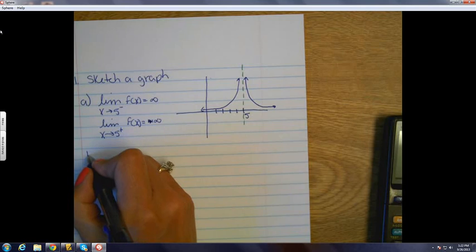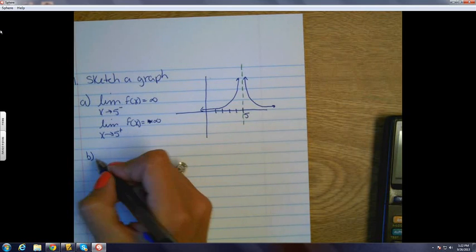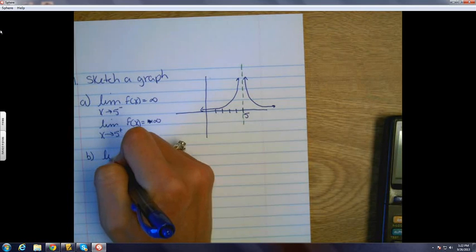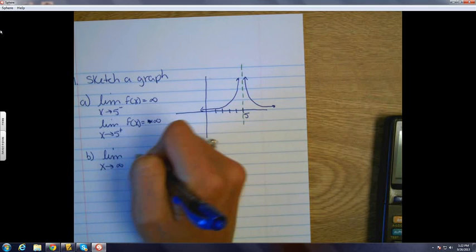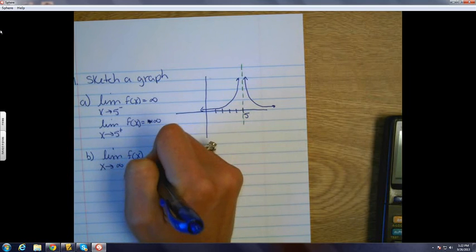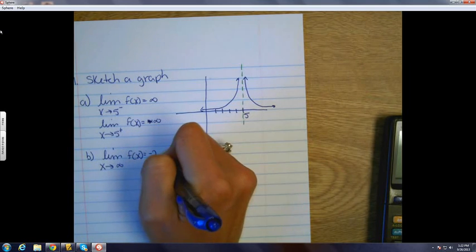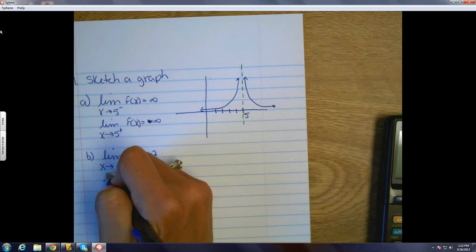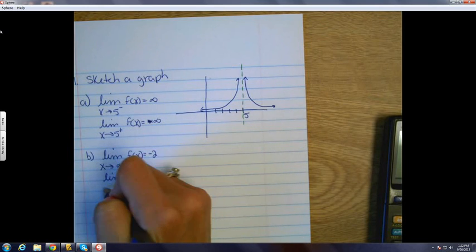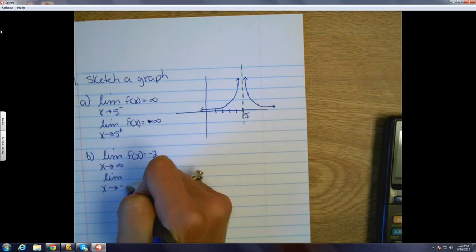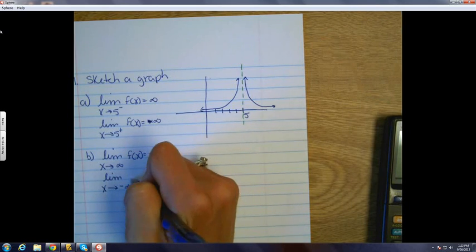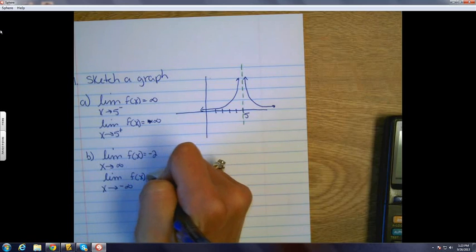Sketch a graph that shows the limit as x approaches infinity is negative 2, and the limit as x approaches negative infinity is 3.